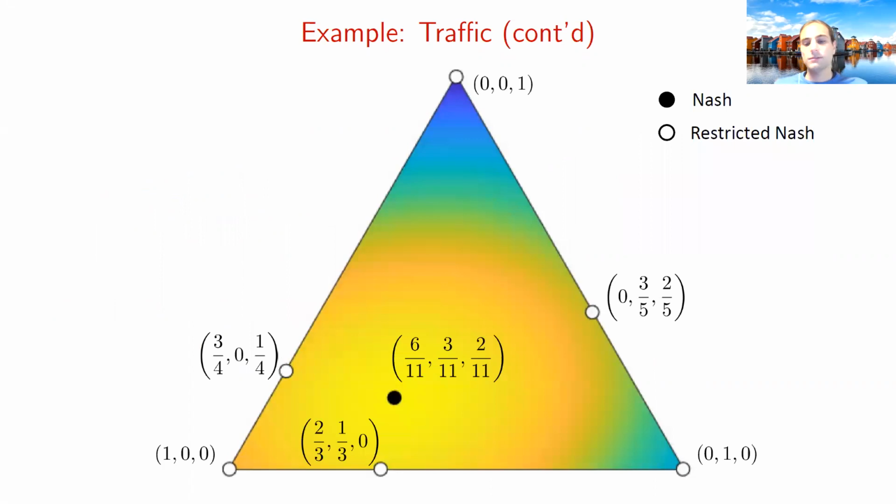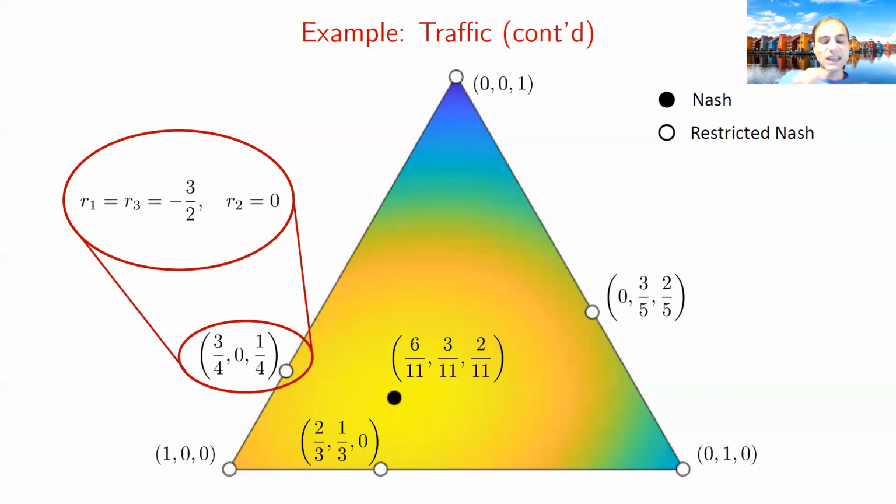In this scenario, it's quite simple to show that there is a unique Nash equilibrium, the black dot in the interior of the simplex, while there are 6 other restricted Nash equilibria: the vertices of the simplex and 3 points on the faces of the simplex. If we look in more detail at one of these restricted Nash equilibria that is not a Nash, for instance this one, we see that only actions 1 and 3 are played, and these 2 actions give the same reward. However, there is an action, action 2, that is not played by anyone, but which is giving a higher reward.